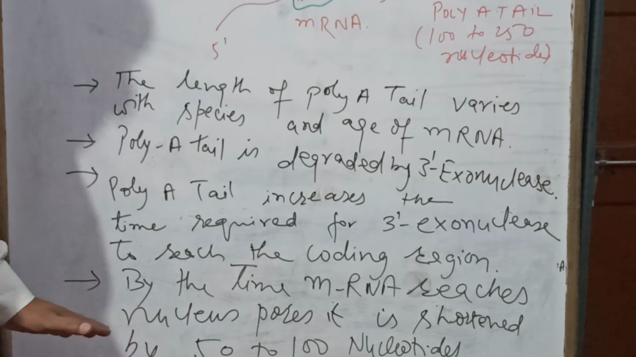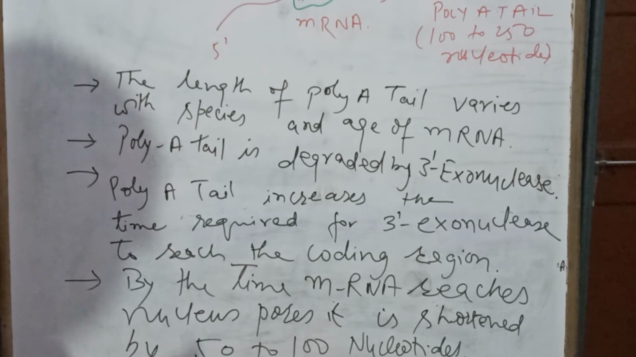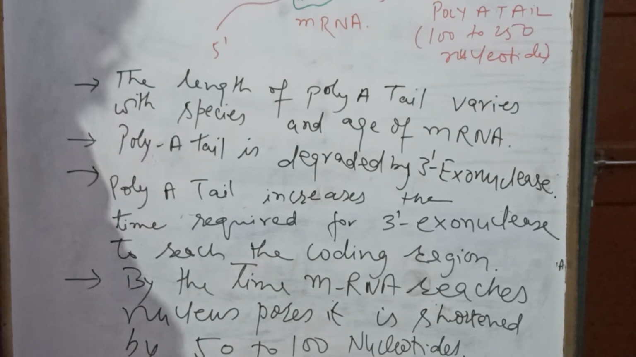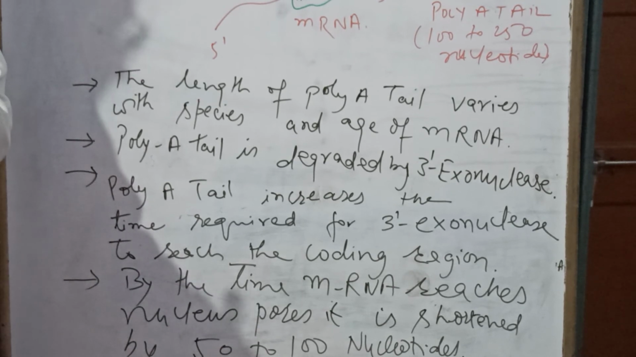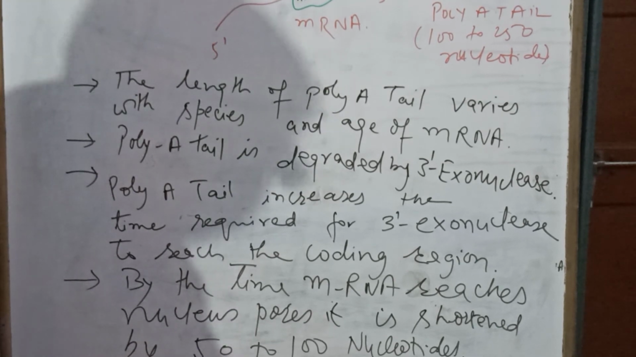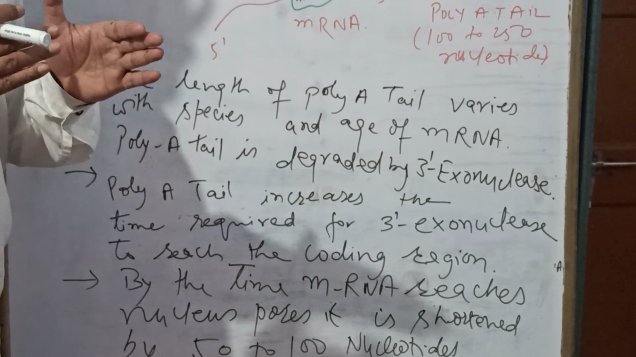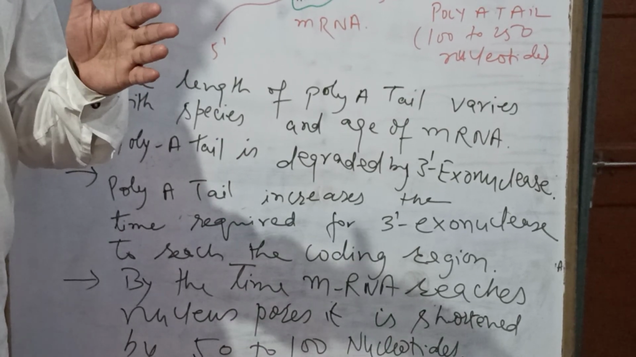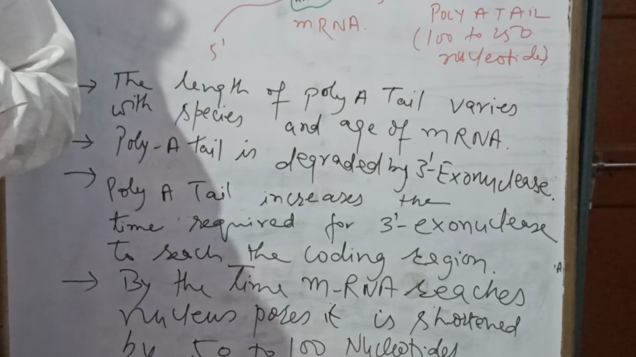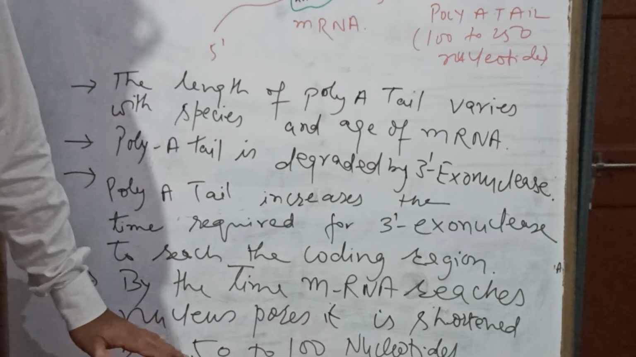So you can see that the poly-A tail protects the mRNA from degradation by 3' exonuclease, and it also protects the coding region. That is, it prevents the 3' exonuclease from coming up to the coding region to destroy it. Till then the code for the polypeptide is not destroyed and the polypeptide is synthesized. So this is all about the diagram. Okay, thank you.